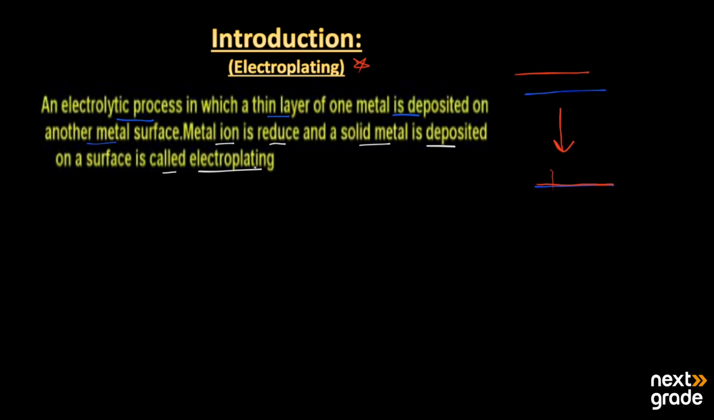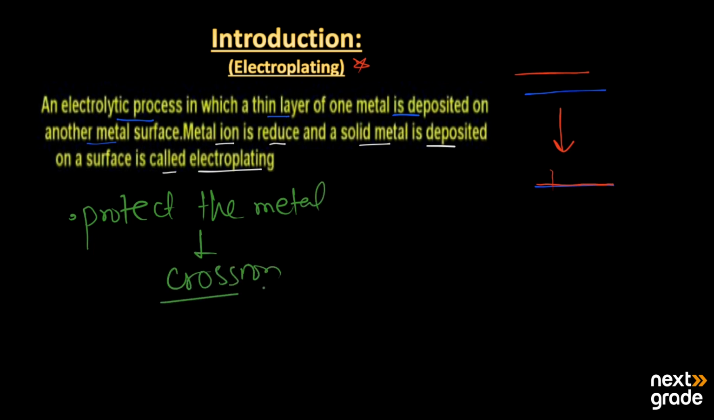So, why do we use this process? This process is used to protect different types of metals from corrosion. In this way, we may protect the metals from corrosion as well as rusting, and this process is also used to improve the appearance of the metal's surface, for visual appeal.